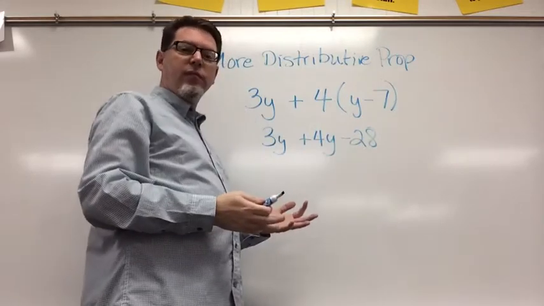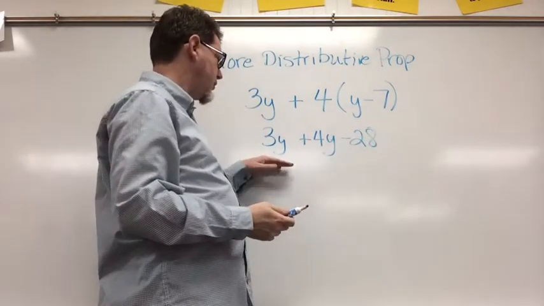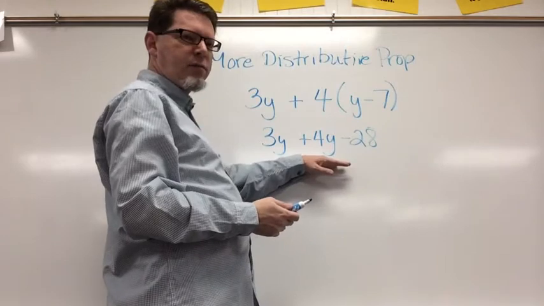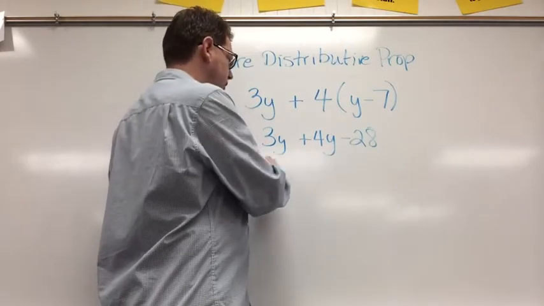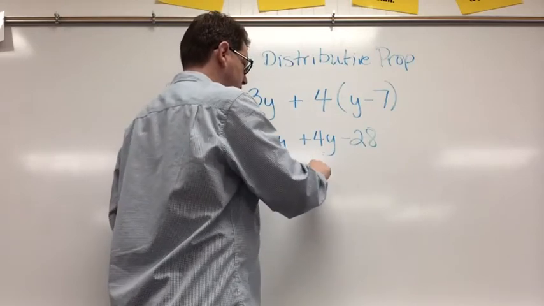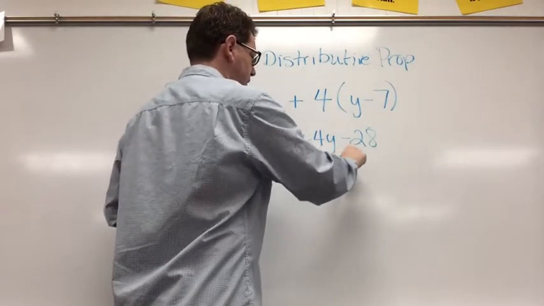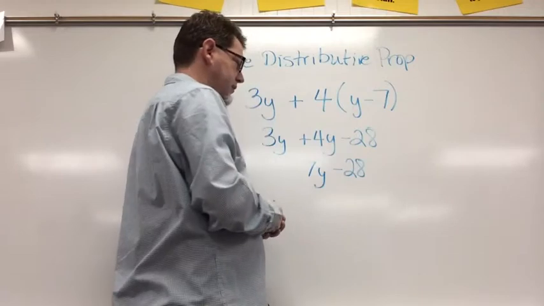Well, I look for any like terms. I notice that 3y and 4y are like terms because they have exactly the same variable, so I can add them. 3y plus 4y would be 7y, and then minus 28.